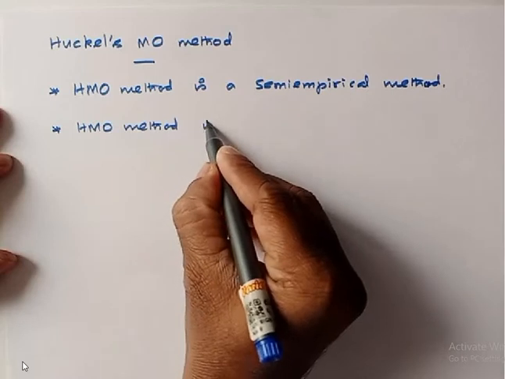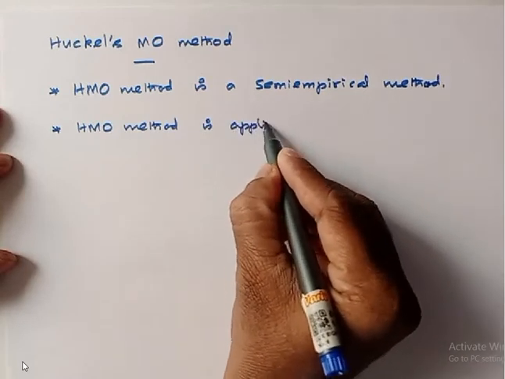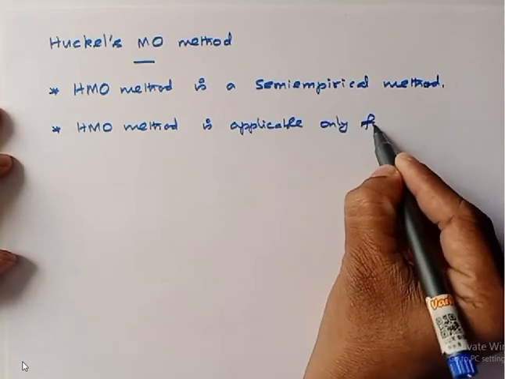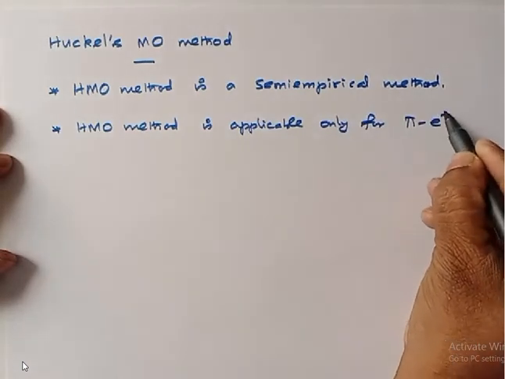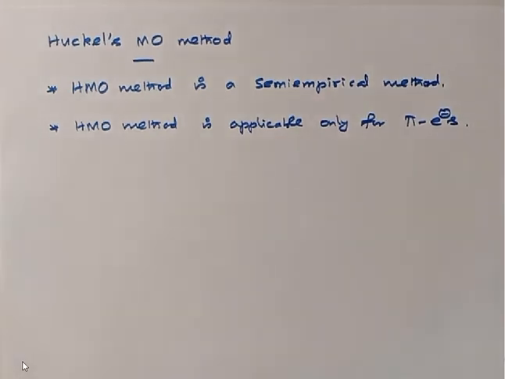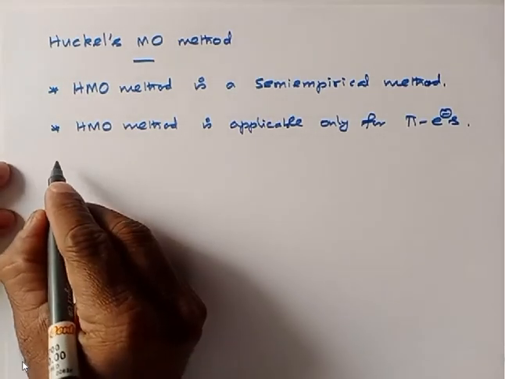The HMO method is applicable only for pi electrons present in the molecule. It is not applicable for sigma electrons. So this is the basic information about the Huckel molecular orbital method. Now, what are the assumptions that Huckel made?